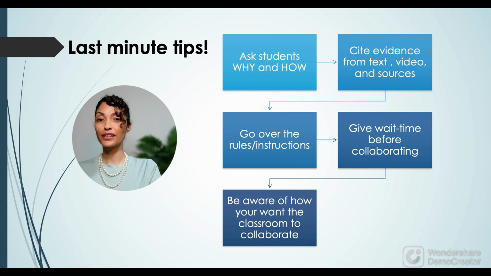The next tip is to clarify expectations before group work. So just make sure to go over the rules with your students and model what it should look like when they are doing these collaborative strategies.